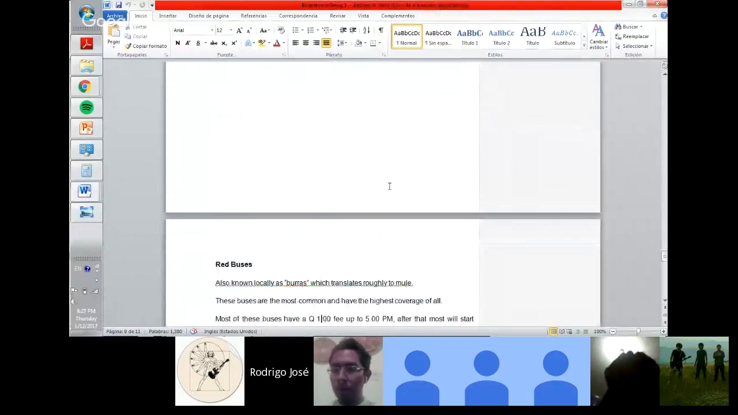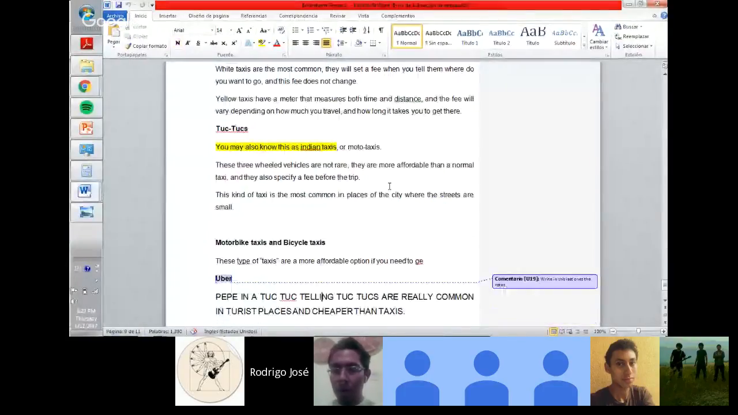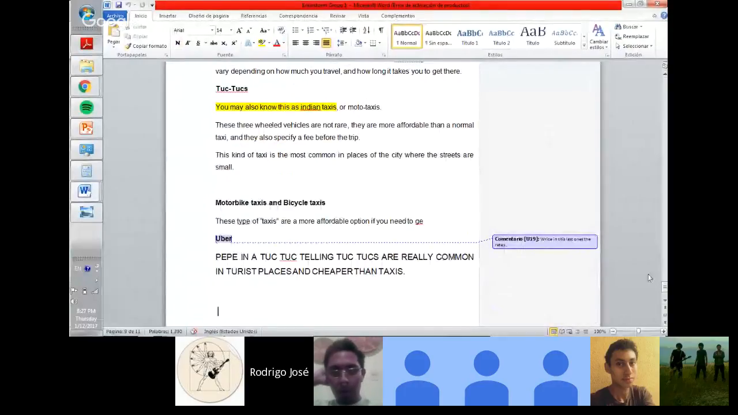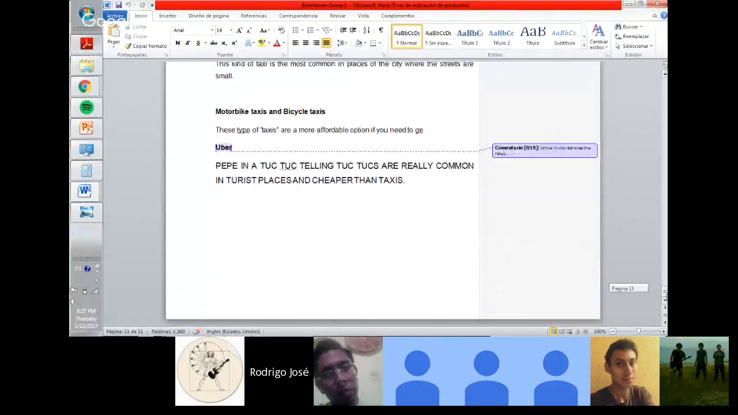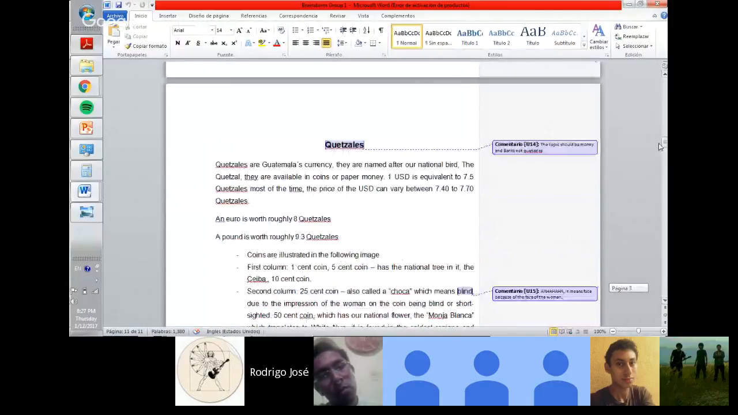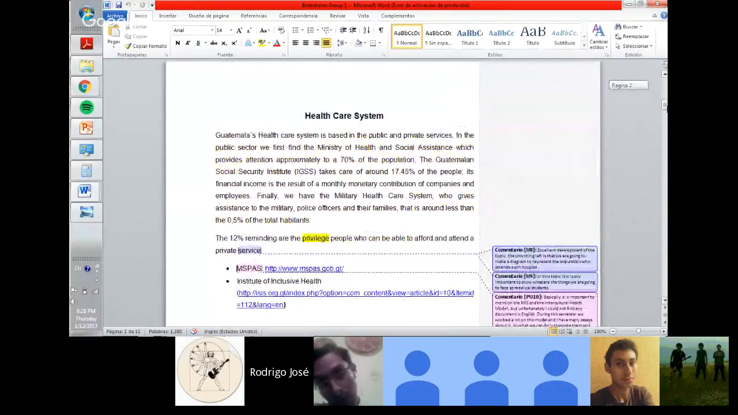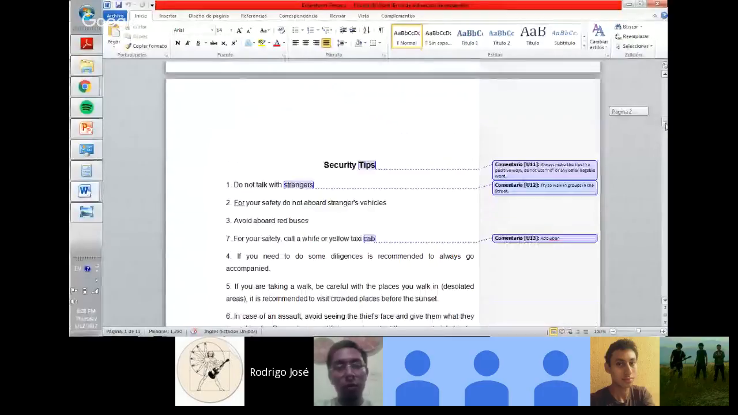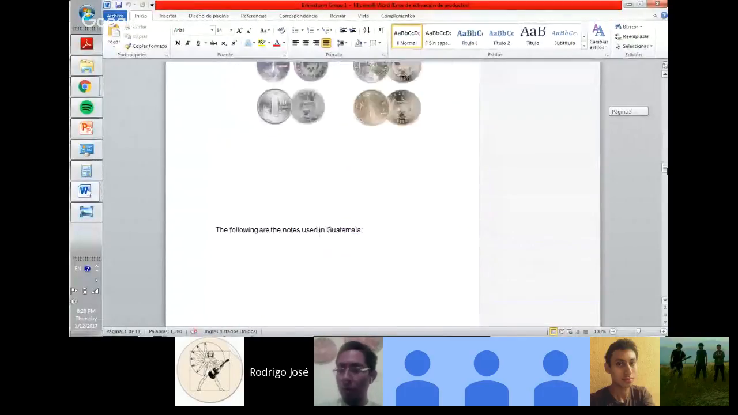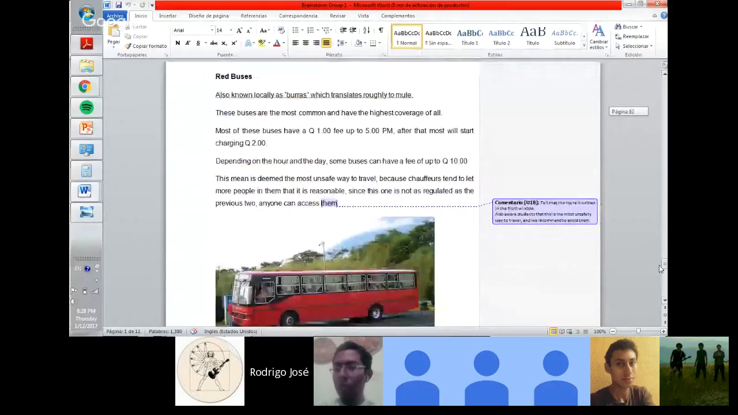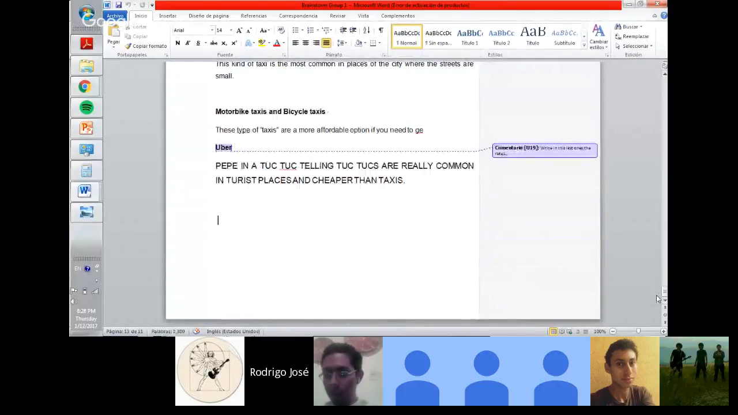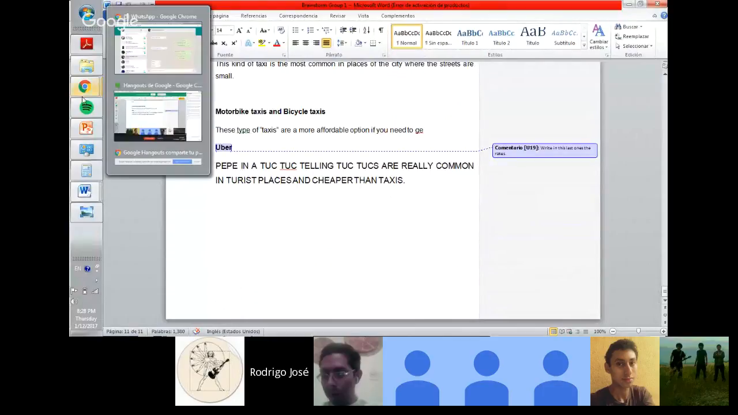And then red buses. Okay, these are my comments from draft number one of group number one. So maybe with my ideas, you could change this a little bit and make it more friendly. Everything over here was really good, a good research, but we need something different. We need the key points over here. So group number two. Tuk tuk.